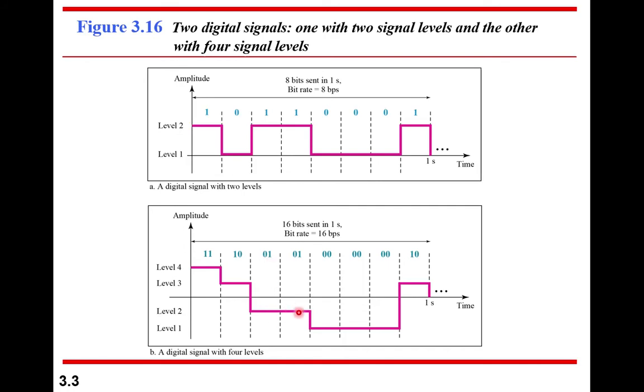Here the signal is also at level 2, so it is representing 01. Here this is level 1, so it is representing 00 bits. So each level is representing 2 bits when a signal has 4 levels. But when a signal has 2 levels, then one level is representing 1 bit.